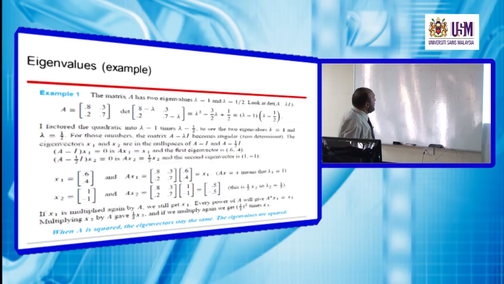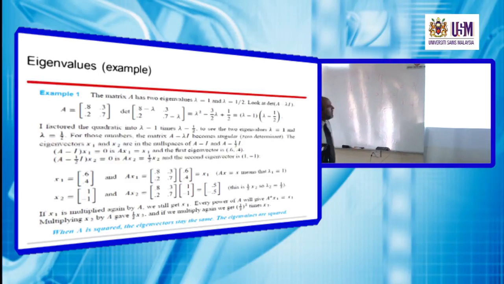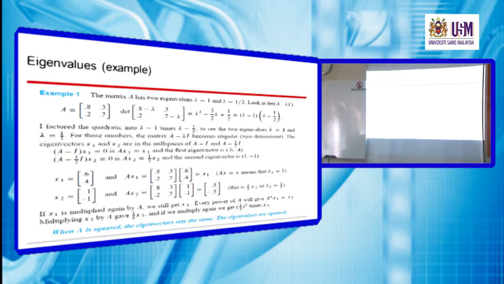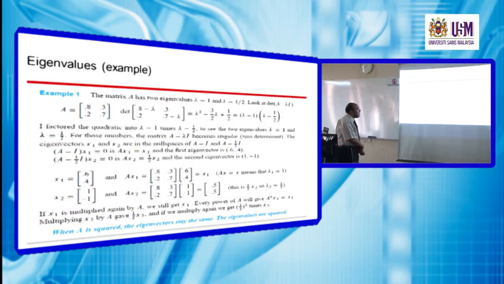Now we're going to have an example for the eigenvalue. Suppose we have a matrix A with elements 0.8, 0.3, 0.2, and 0.7. So first we define the determinant of the matrix: 0.8 minus lambda, 0.3, 0.2, 0.7 minus lambda. It can be explained on the board.